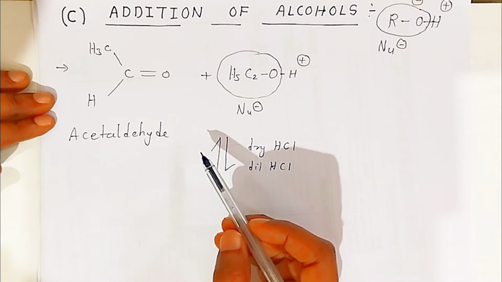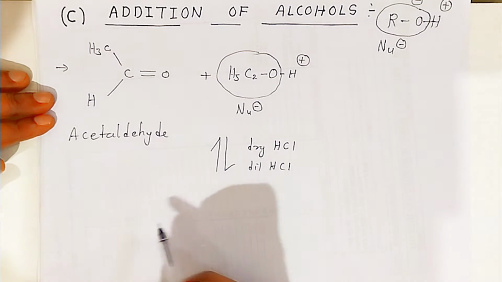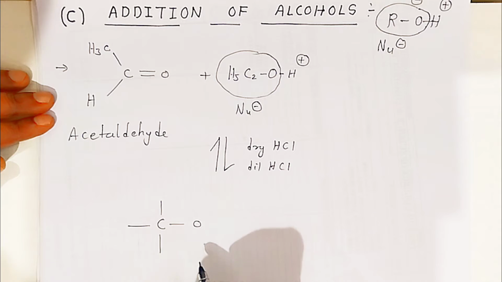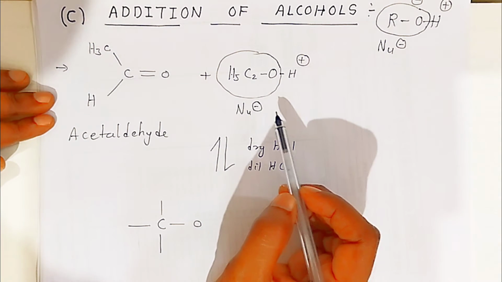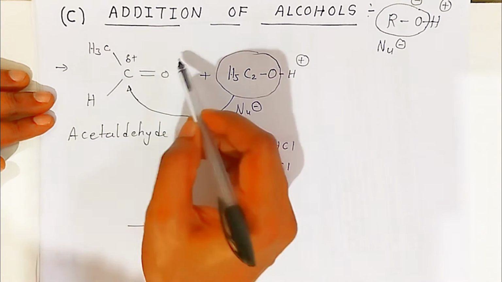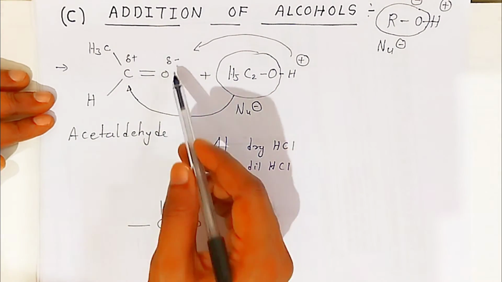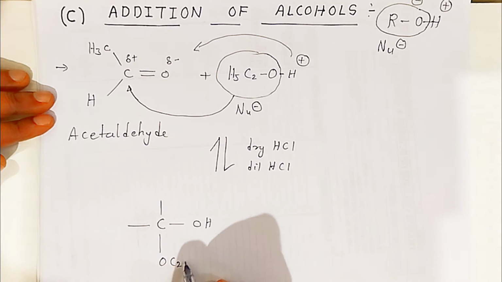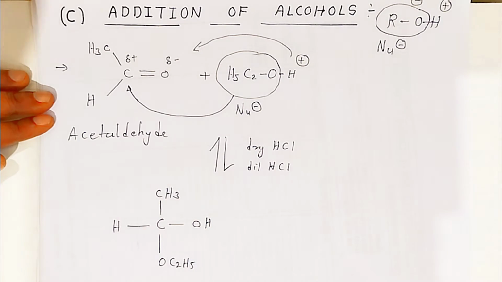This unstable product will form, that is why it is reversible. This carbon oxygen double bond will become a single bond like this. Now this ethoxy is going to attack the positive part of the carbonyl, and the oxygen is the negative part. Now this hydrogen will go and add to the oxygen which is negative charge. So the addition reaction will take place. Now here C2H5, ethoxy will be added like this, and your methyl will be like this.